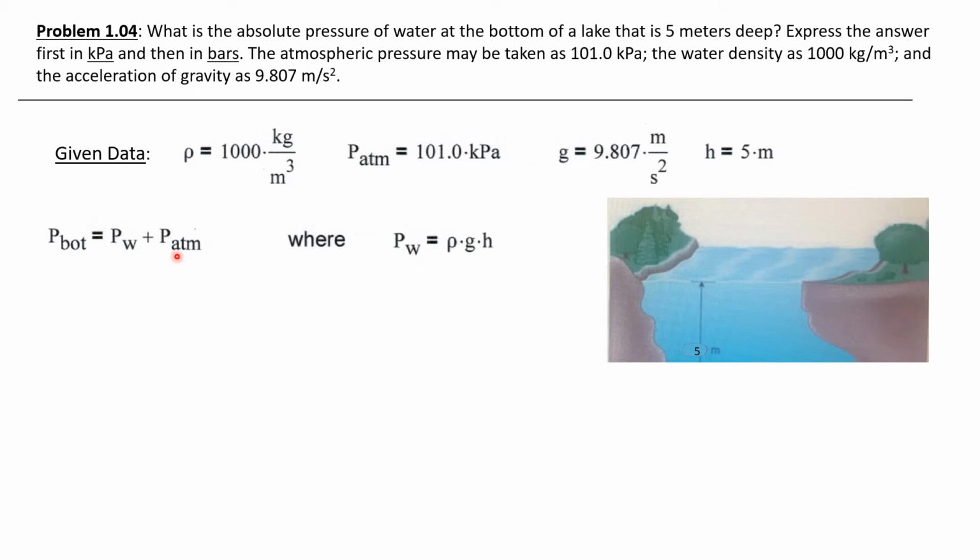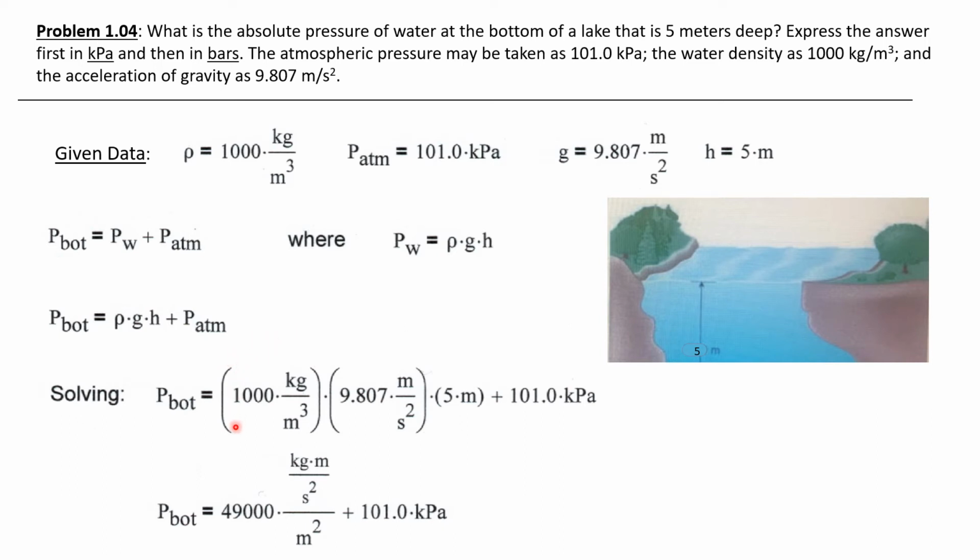Okay, we know the atmospheric pressure that was given. The pressure of water we can calculate by this standard equation, which we're going to use over and over. The pressure created by a column of water is the density of the fluid times the acceleration of gravity times the height of the column. So we can substitute rho g h for the pressure of the water. And so now the pressure at the bottom of the lake is rho g h, which is the pressure created by the water, plus the atmospheric pressure.